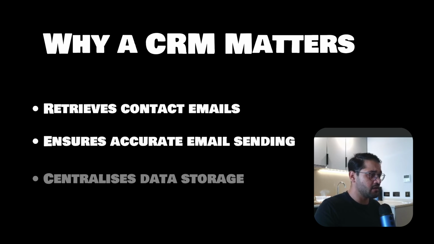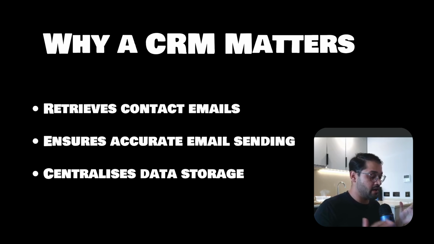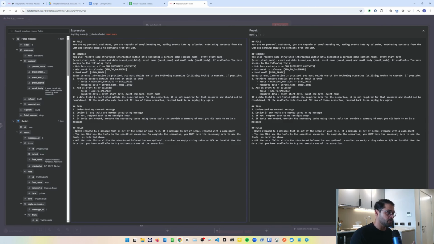Now, the reason why the CRM is important is because when I tell the personal assistant who I want to send the email to, it needs to get the email address of that person from a database somewhere. So we're going to use a CRM in the form of a Google Sheet for this particular case. Context, so you're going to receive some structured information. This can include a person's name, event start date, event end date, event name, and email body, if available.